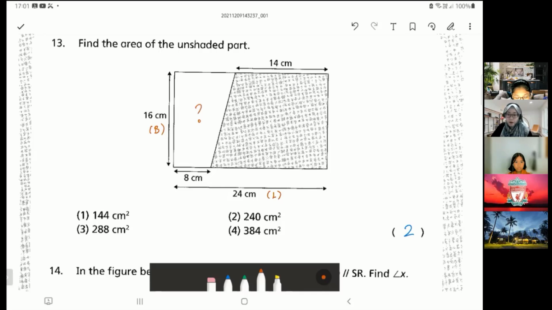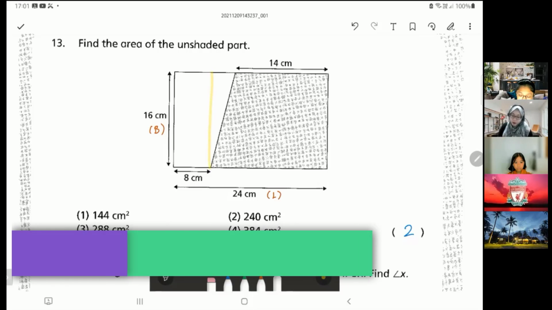So how do I find this area then? Then you have to do some cutting. Okay, what to cut? Let's look at this unshaded portion. If you look properly, I can actually cut out a rectangle and a triangle from it. Okay, let's do that.